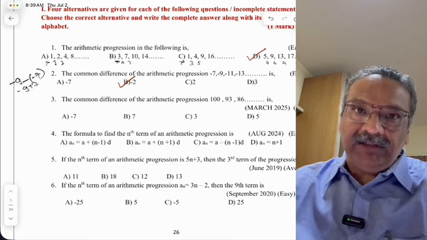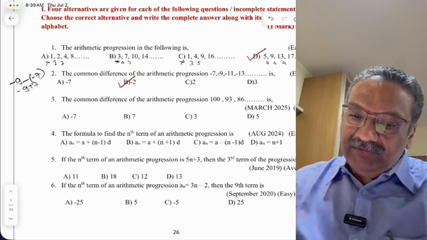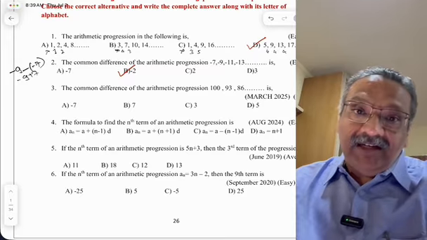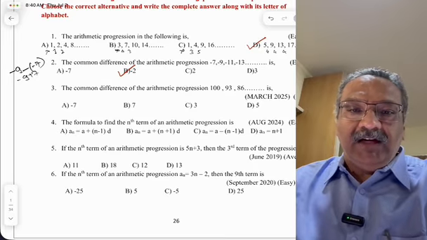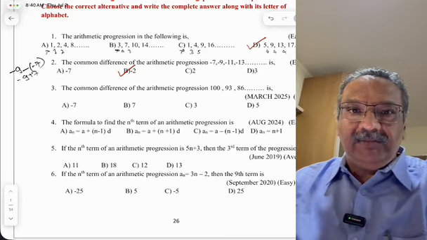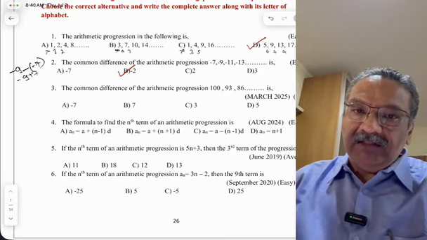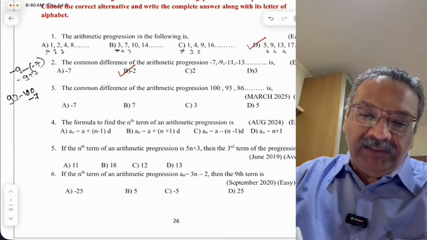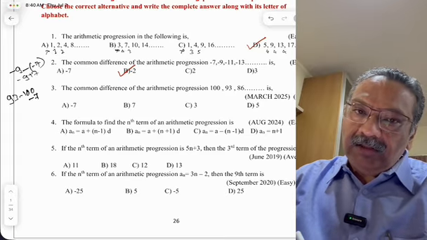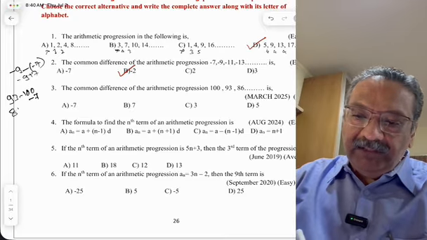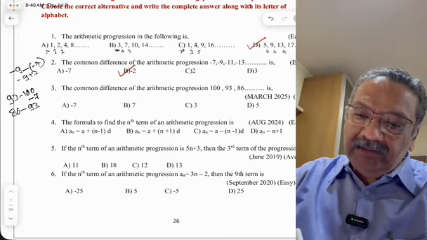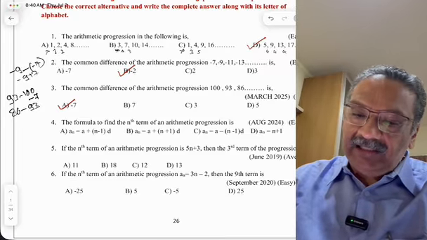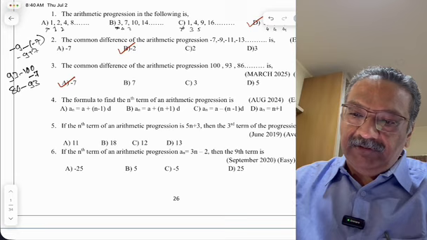Okay, coming to the third question. The common difference of the AP 100, 93, 86 is... here again students what you do is 100 minus 93 is 7 and directly write it. It is not correct. Second term minus first term, that is 93 minus 100 which is -7, or third term minus second term which is 86 minus 93, that is -7. So the correct answer is A, -7.